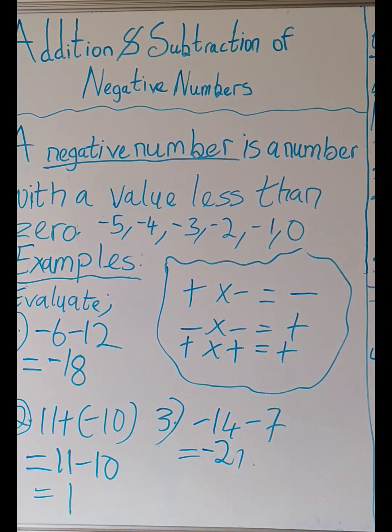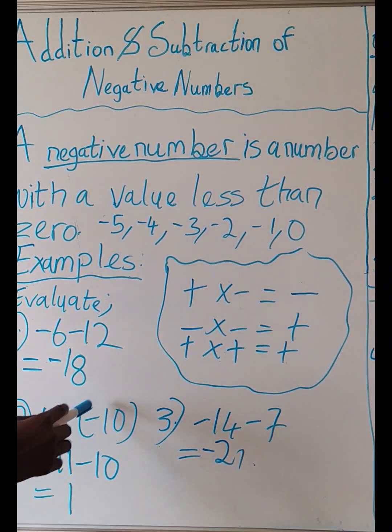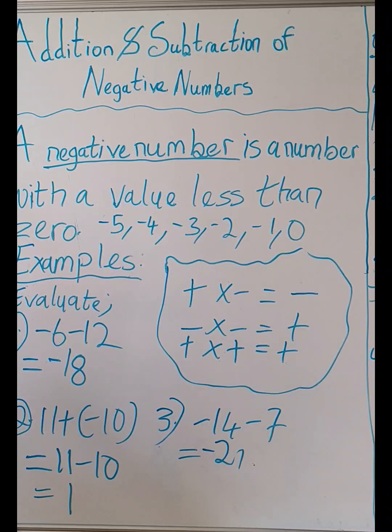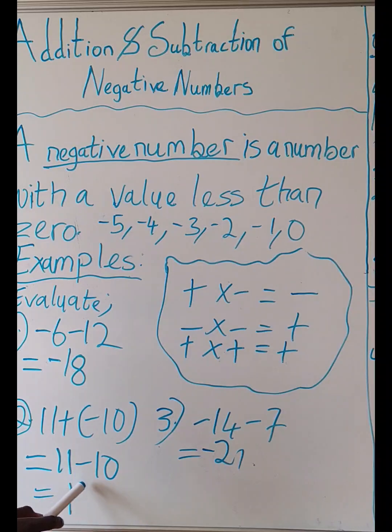So this is minus 6 minus 12 gives you minus 18. 11 plus open brackets minus 10 close brackets. This is going to turn to plus multiplied by minus, which says here minus. So it's going to be 11 minus 10 gives you 1.